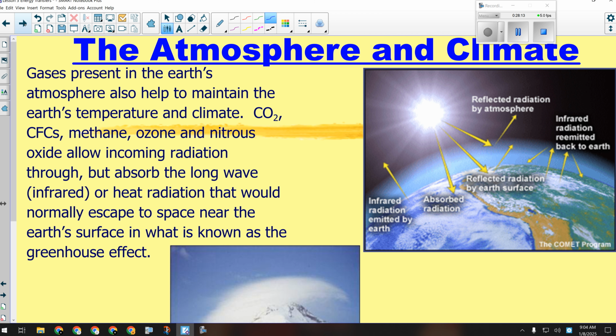Ozone, nitrous oxide, all of those things allow the incoming radiation to go through, but when it hits the Earth, it is slightly altered by that reflection, and when it comes back out, it bounces off, and it can go back and forth a whole bunch of times. Eventually, that just gives it more and more chances to be absorbed. The more chances it has to bounce back and forth, the greater the likelihood of it being absorbed and the temperature going up.